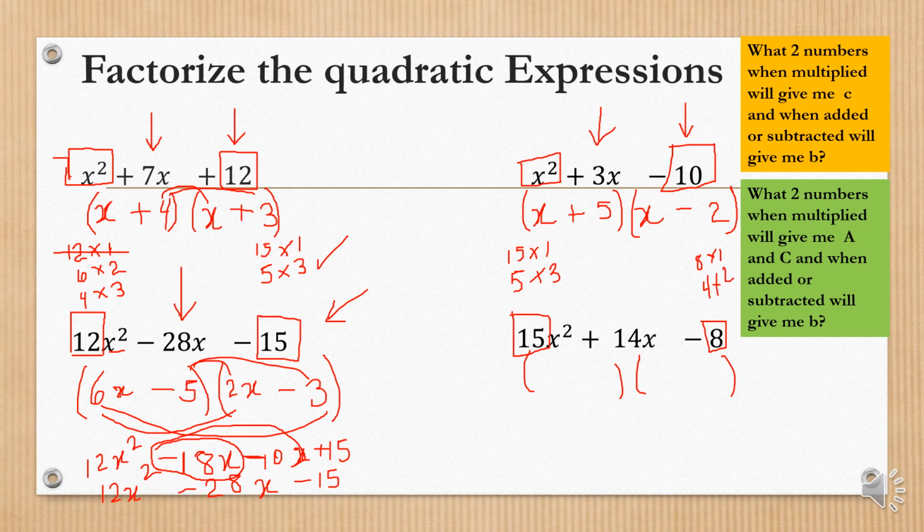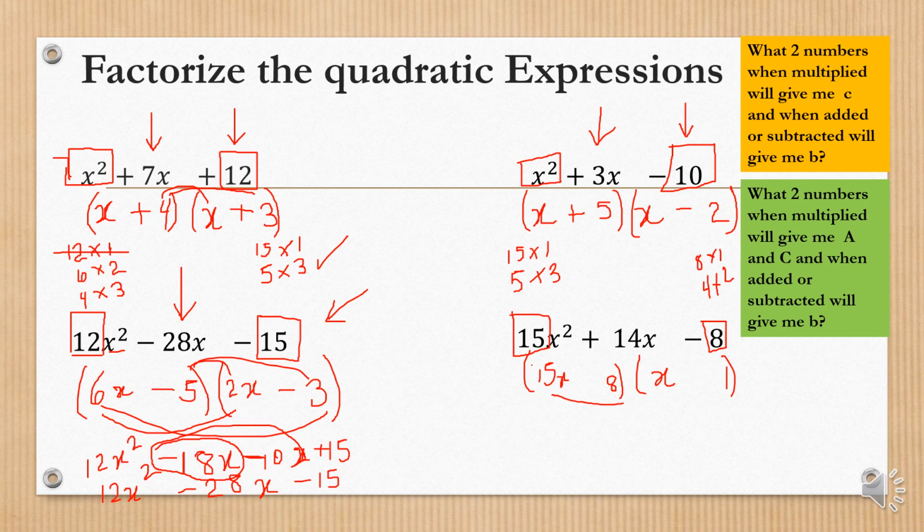Yeah, so which pair am I going to use first? I must get, what do I have to get? I have to get 14. All right, so let's try the first one. We have 15 by 1. Let's see if this will work. So we're going to have 15x here, 1x here. What's going to give me 8? I'm going to try 8 by 1.